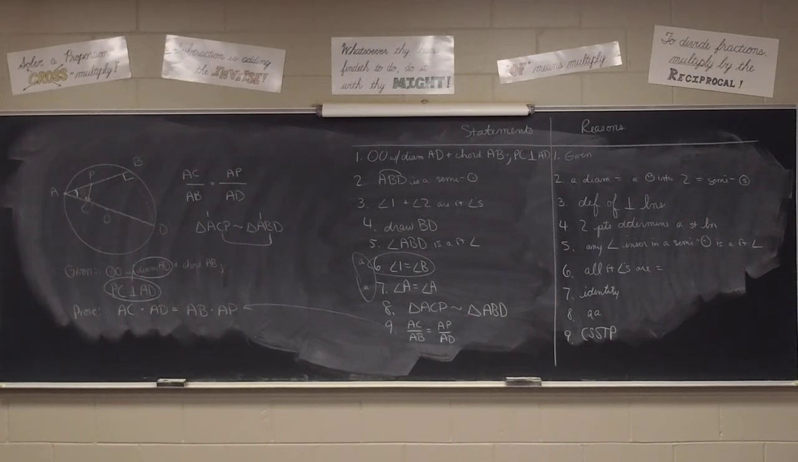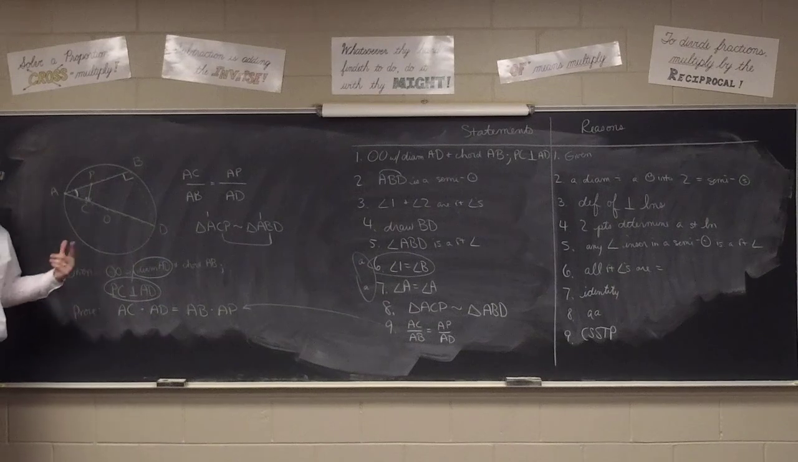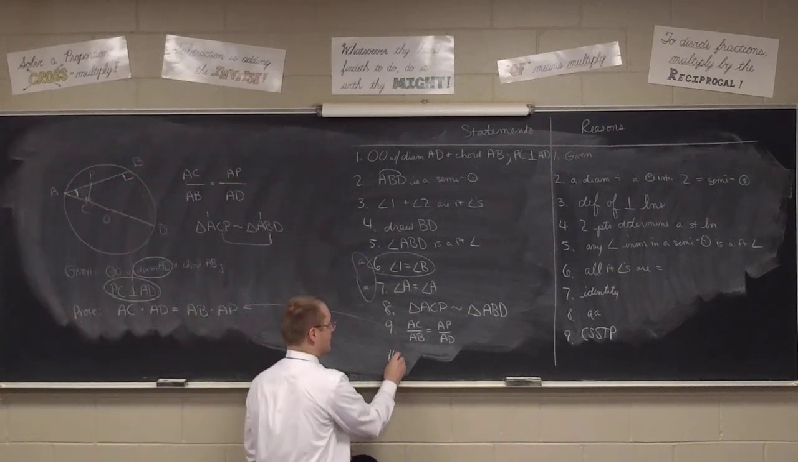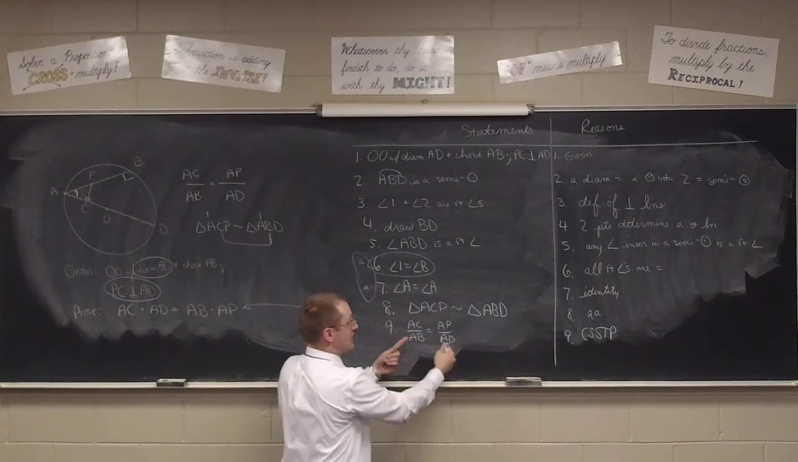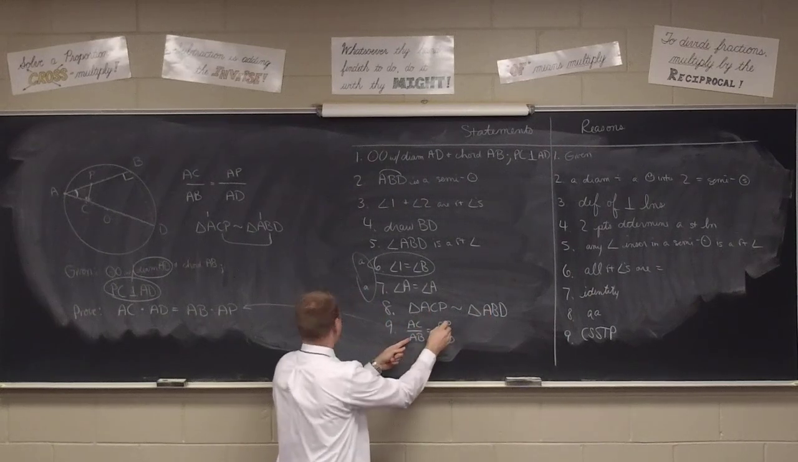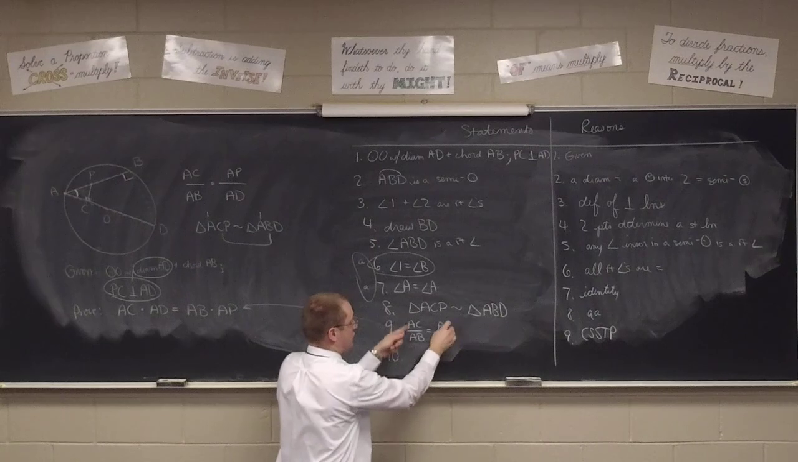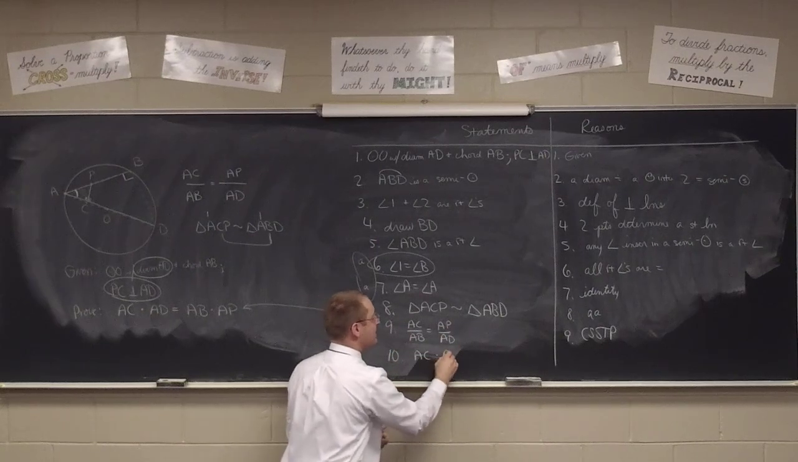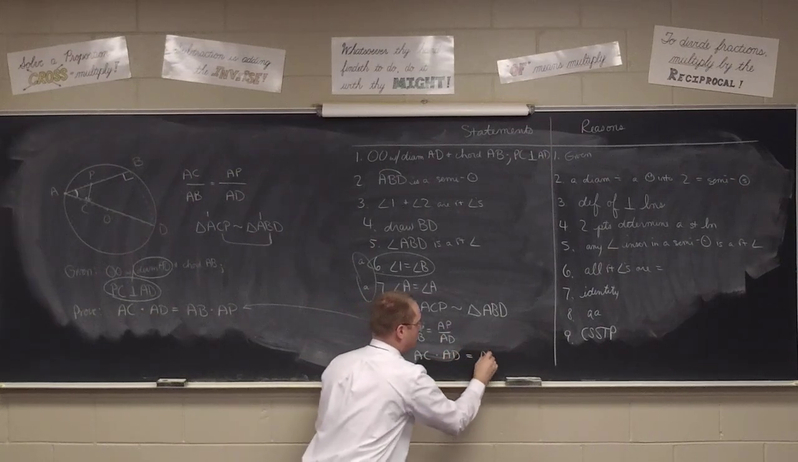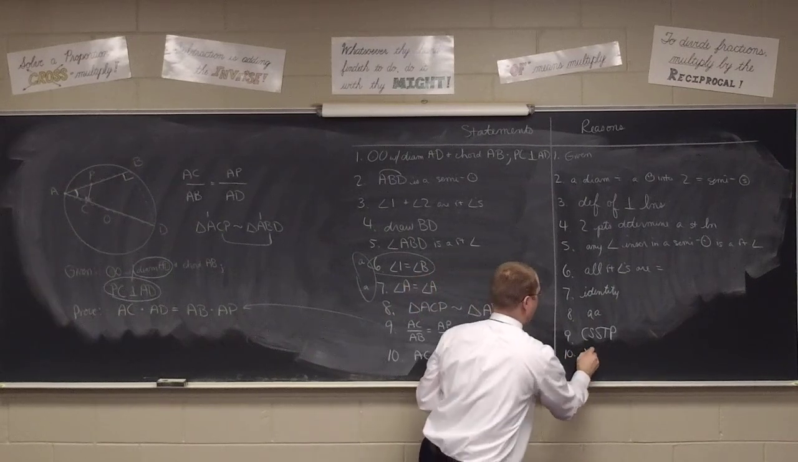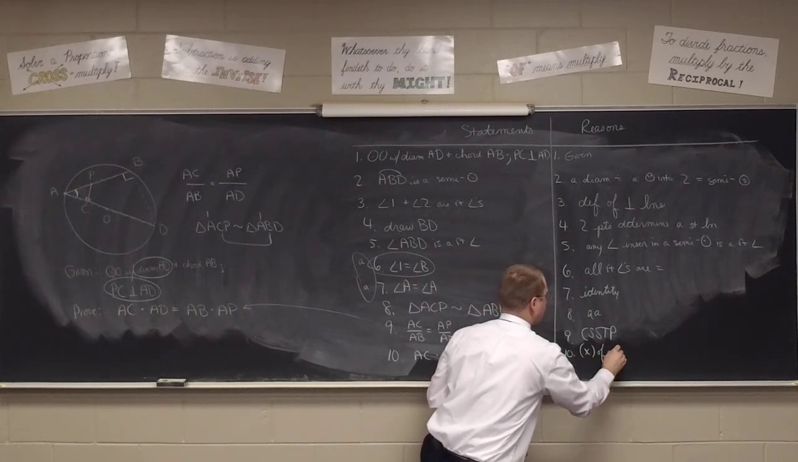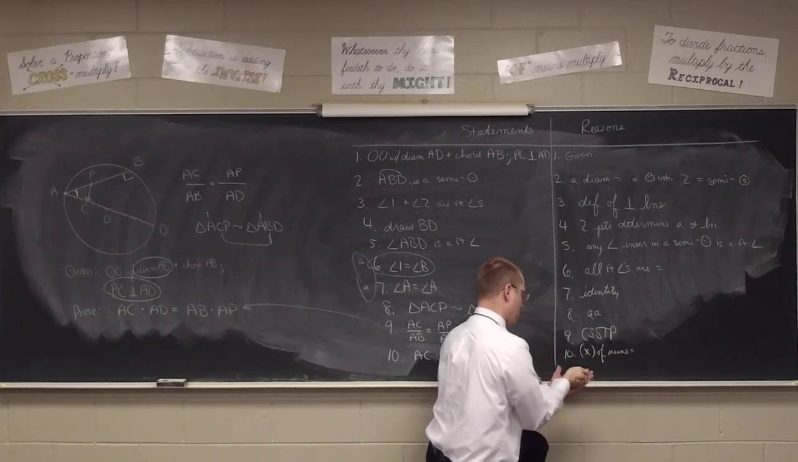What? No, multiply the means and multiply the extremes. In other words, the product of the means equals the product of the extremes. So number 10, since this proportion must be true, because these are corresponding sides in similar triangles, then the product of the means and the product of the extremes must be equal. So yes, AC times AD, the product of the extremes, does equal AB times AP, the product of the means, and that's our reason.